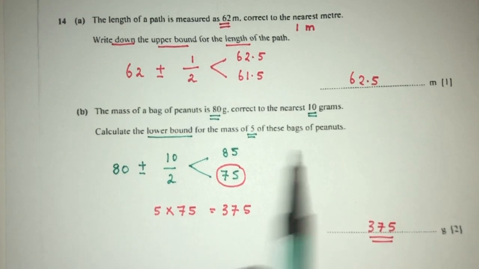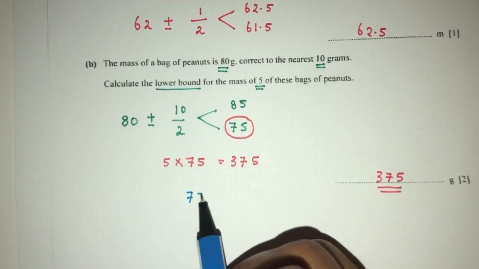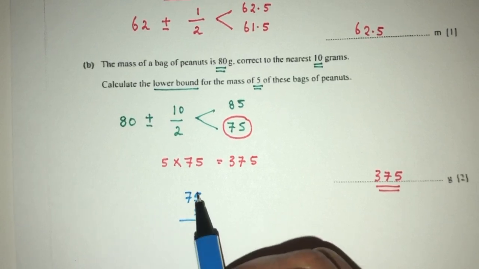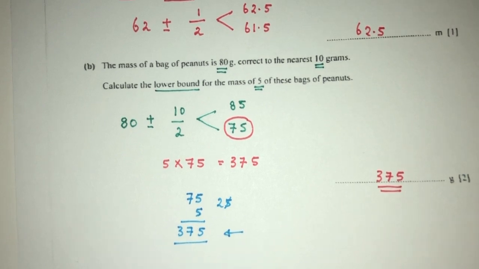So I hope you can do this yourself. Let's try again if you guys don't understand. That'd be 75 times 5. 5 times 5 is 25, obviously. That'll be 35 plus 2 will be 37. And that is part B of the question.